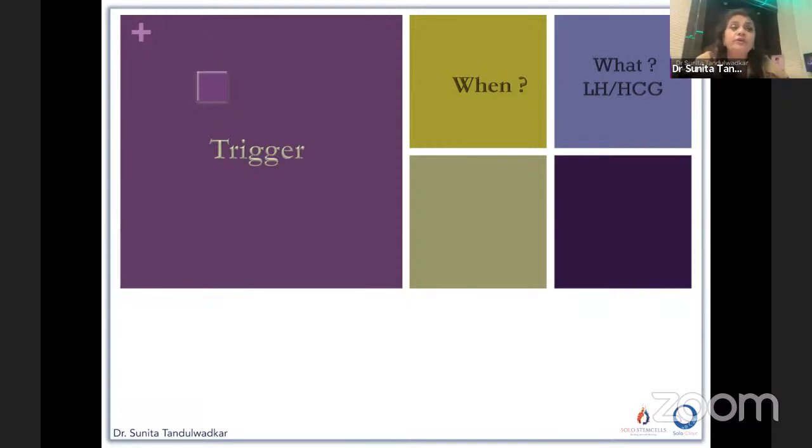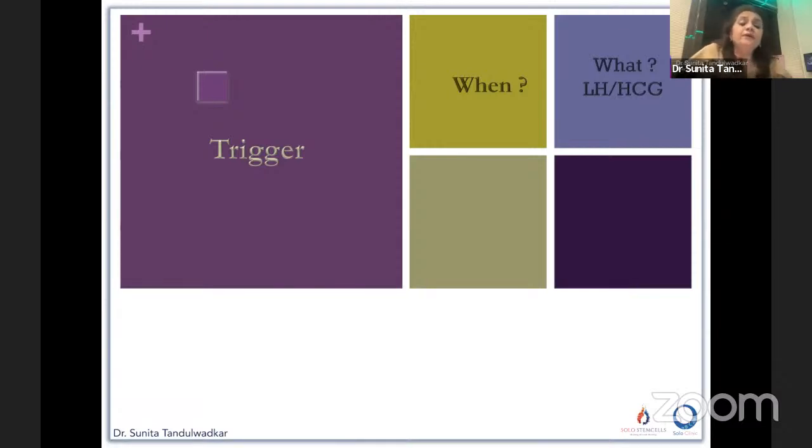Now, if I have to give a trigger, do I give an LH trigger or hCG trigger? Friends, I always give hCG trigger and I give a 10,000 dose. And if I'm using recombinant hCG, then 1 ampule of recombinant hCG because it has 6,500 units. I don't give 2 units.